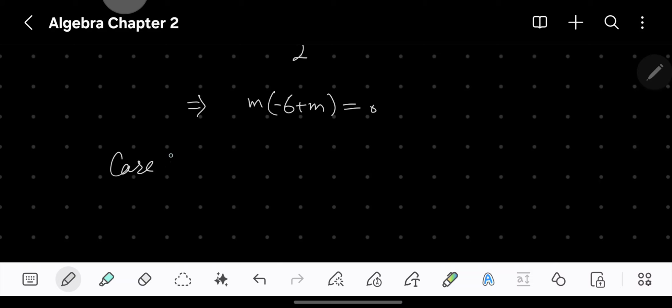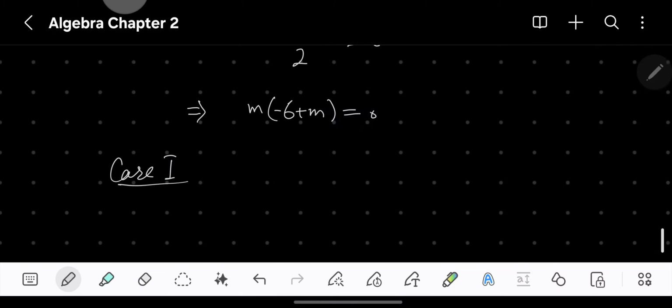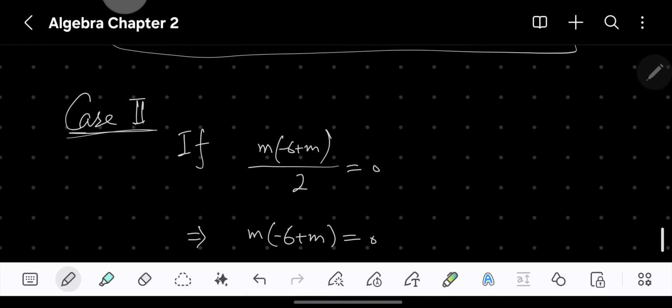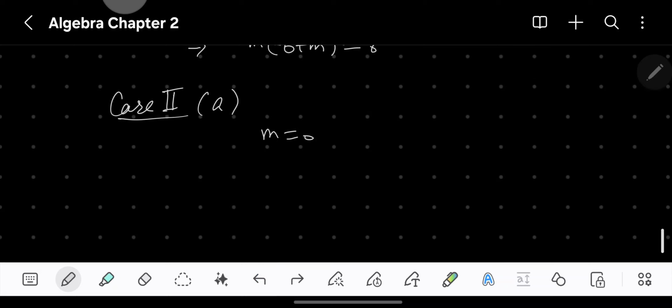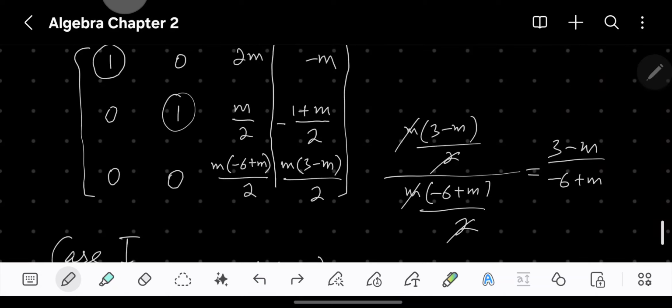Inside case 2, there are two cases. I will write case 2a. This is the first part of case 2, because when this times this is 0, this means either this is 0 or this is 0. In the first case, I will assume that m is 0. And in the second case, I will assume that this is 0. So first I'm assuming that m is 0. When m is 0, what will happen then?